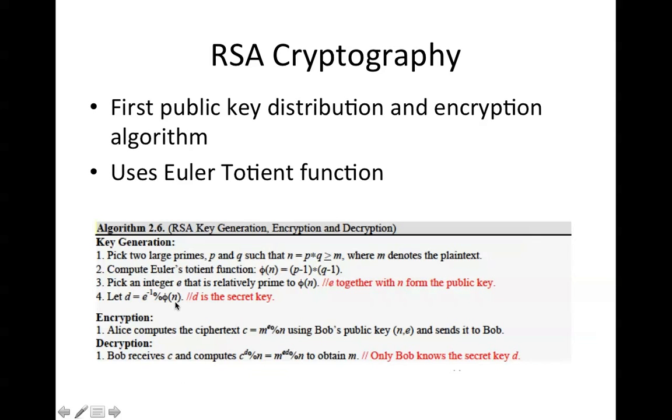So here's what happens then. We have this number N, and we have this number E. Those two numbers constitute the public key of the person who wants to receive messages. Let's say it's Alice.